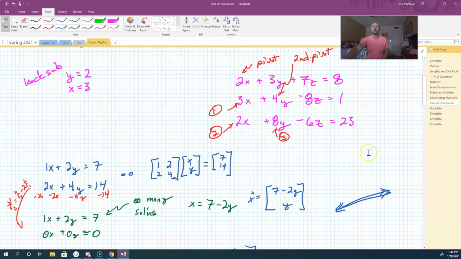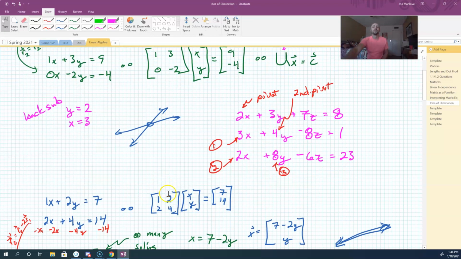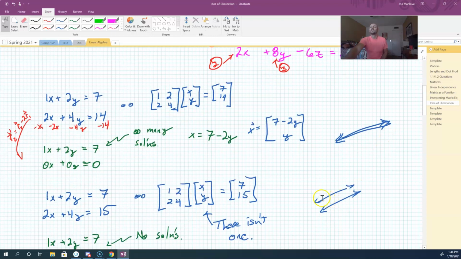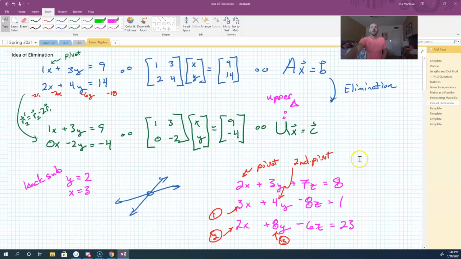So I have all three cases highlighted here. In this case, I have two lines like this that actually intersect at a point, and that point is x is 3 and y is 2. Down here I have two lines that intersect over the course of, well, really, I have one line that intersects itself everywhere. And then down here I have two parallel lines that never intersect. So these are the kind of consequences that you can have with elimination.